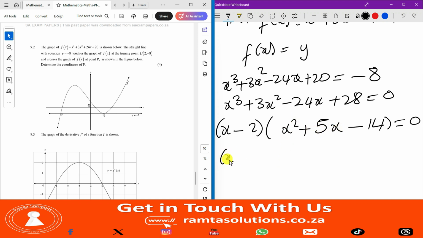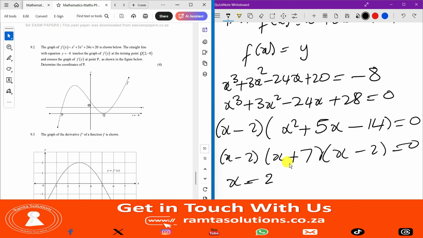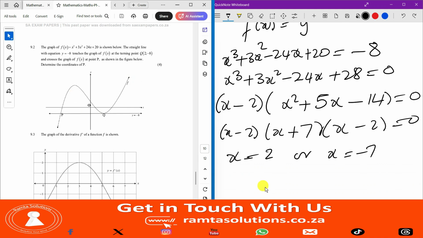Okay? So further simplification, let's see. x minus 7, x minus 2 equals 0, but the bigger factor must be positive, so it'll be x plus 7. Therefore, here we have x equals 2. I'm going to write it once this time: x equals 2 or x equals negative 7. If you recall, we got the q value here to be positive 2, so we are good. So it therefore means the x value of p must be negative 7. Obviously, its y value is negative 8 because it's along the straight line.